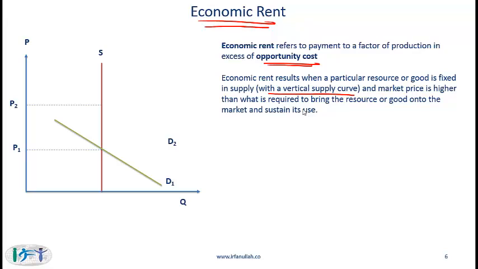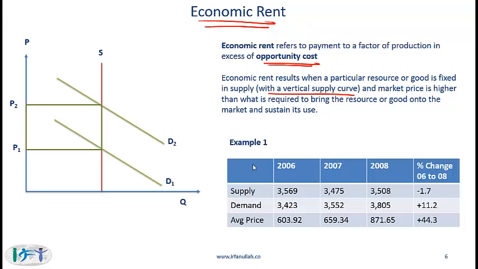Let us take an example which is given in the curriculum, and this is the example for gold. We have a reasonably vertical supply curve. So we are shown numbers for 2006 and 2008. In 2006 the supply was this much. In 2008 the supply is roughly the same. There is a slight decrease in supply. So simplistically we can say that we have a vertical supply curve.